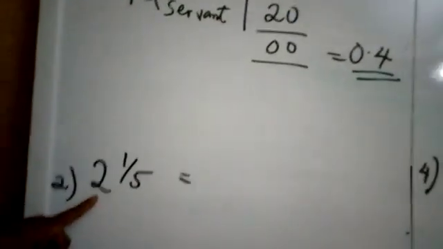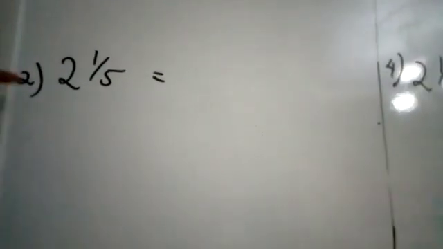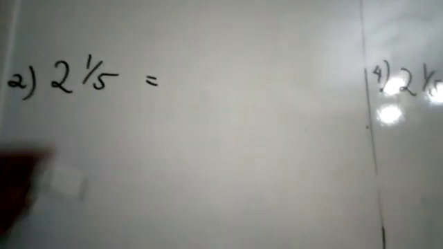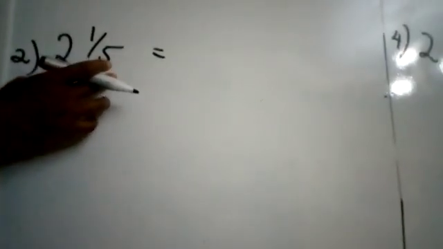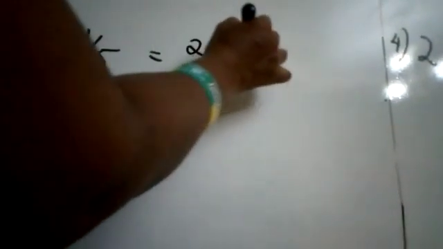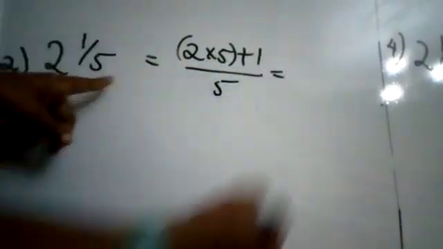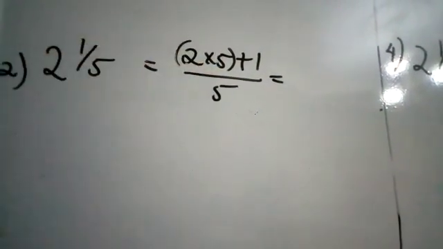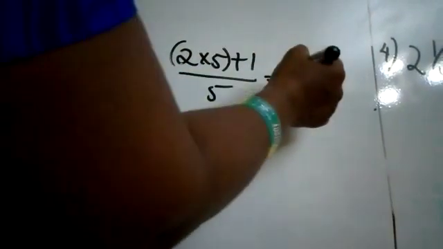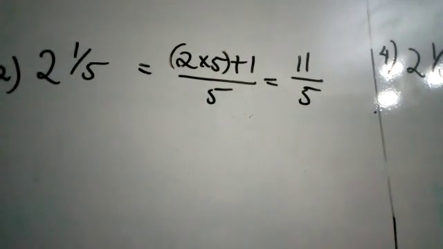Now let's go to the next one. This one we already know it. 2 whole number 1/5 is a mixed number or a mixed fraction. Now for us to use the long division method to change it to decimal, we must change it to an improper fraction. So changing this to an improper fraction, we say 2 times 5 plus 1 over 5. So 2 times 5 is 10, plus 1 is going to give us 11/5. I hope you got that.